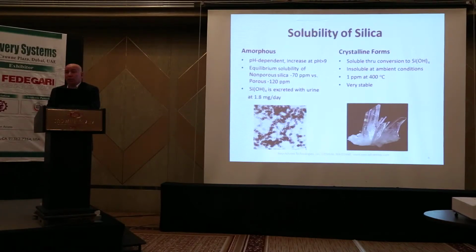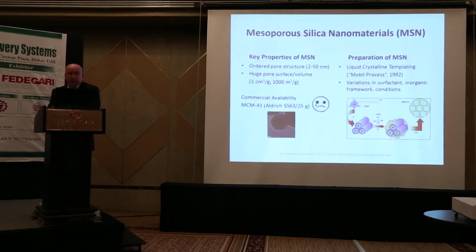And the mechanism, of course, silicon dioxide is not soluble by itself. So the rationale for dissolution is the hydrolysis of silicon dioxide into silicic acid. And what's known is it is excreted with urine at about 2 milligrams per kilogram a day. Anyway, I'd like to talk now about mesoporous silica material. That's very exciting material, and there's a number of very interesting articles published recently.